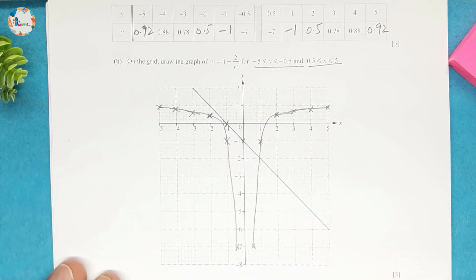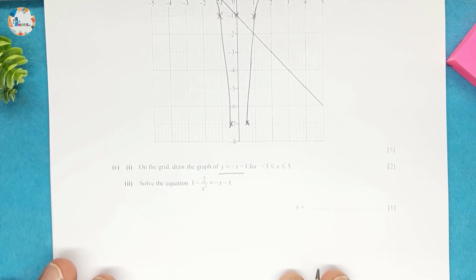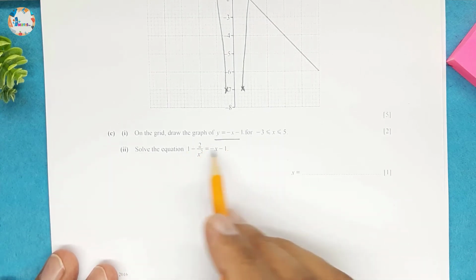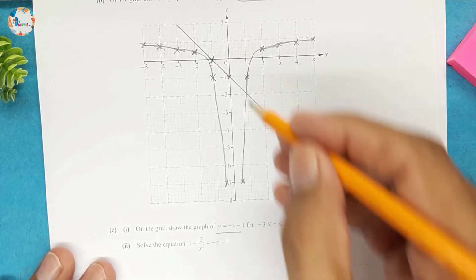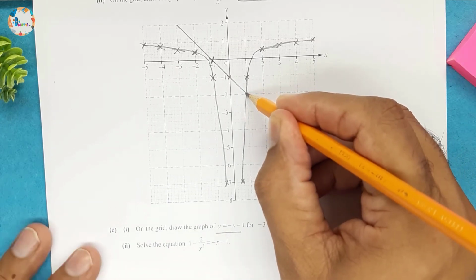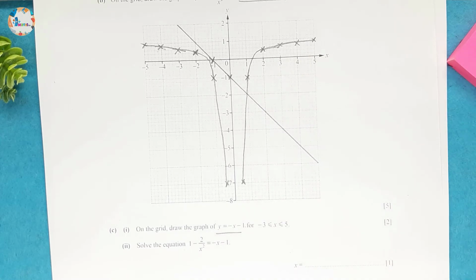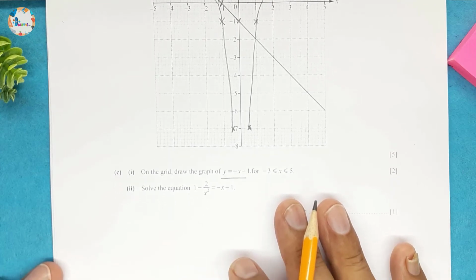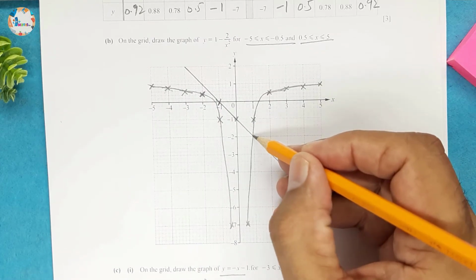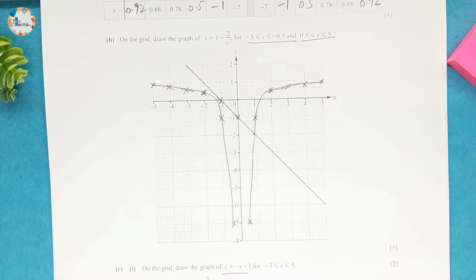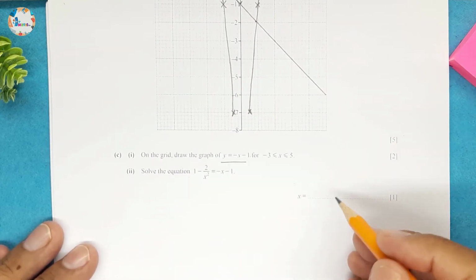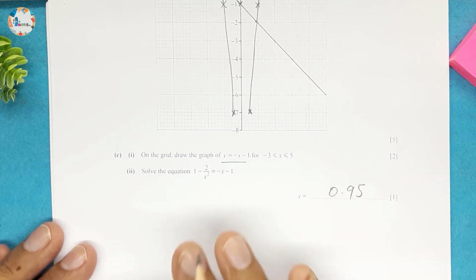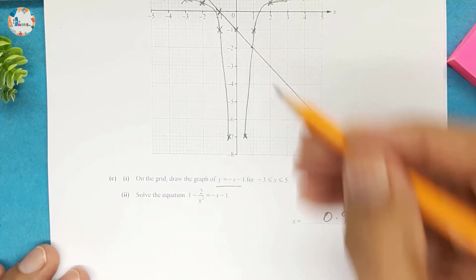Now we have drawn this one. Then they're saying solve the equation, this is equal to this. So this is basically the x value. We can write here the x value. It's closer to 1, but it's not exactly 1. We can write it as 0.95. So 0.95 will be our answer. It's very close to 1, but it's not exactly 1.